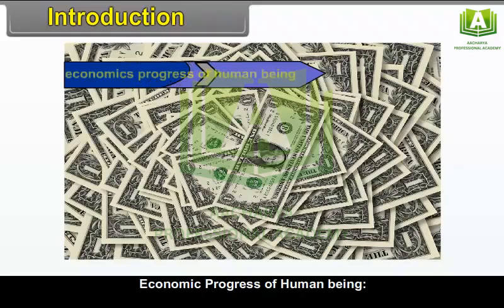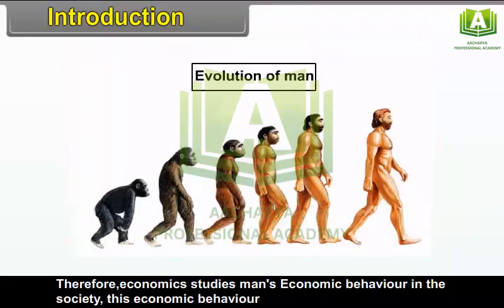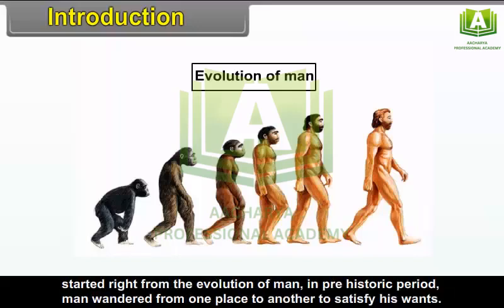Economic progress of a human being. Man is a social animal and economics is an important branch of social science. Therefore, economics studies man's economic behavior in the society. This economic behavior started right from the evolution of man.